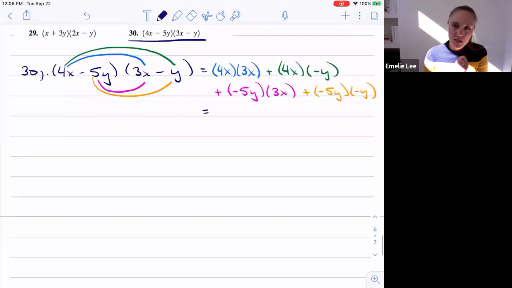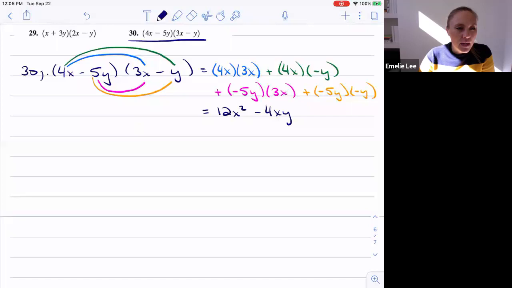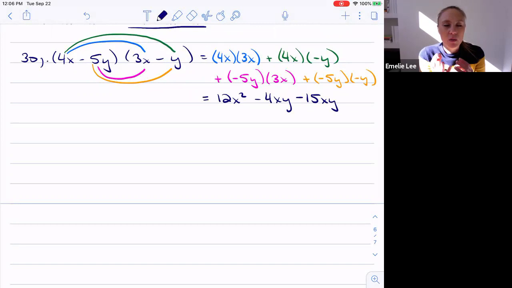4x times 3x is 12x squared. Plus 4x times negative y is negative 4xy. So minus 4xy. And then I've got negative 5y times 3x. Okay, so that puts me at minus 15xy. And notice that I'm writing the xy, so if we read it, it would be yx, but just so I can see clearly that this is the same term as this, collecting like terms later on, I'm gonna want to have xy and xy, so I'm not having to read yx as xy. And then I've got plus, because negative 5y times negative y is plus 5y squared.